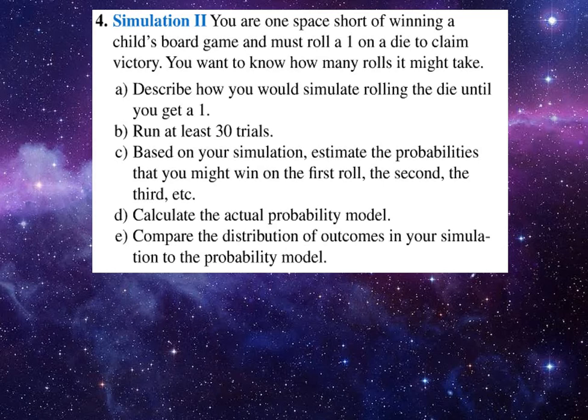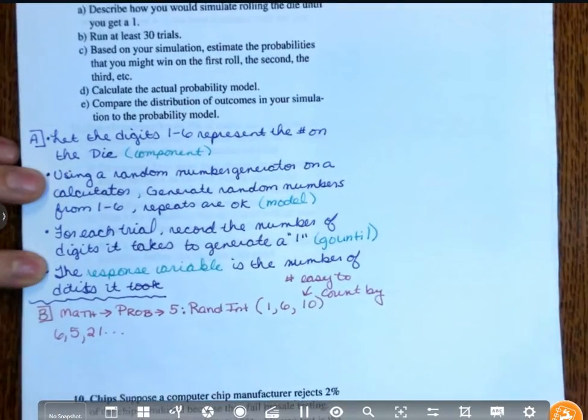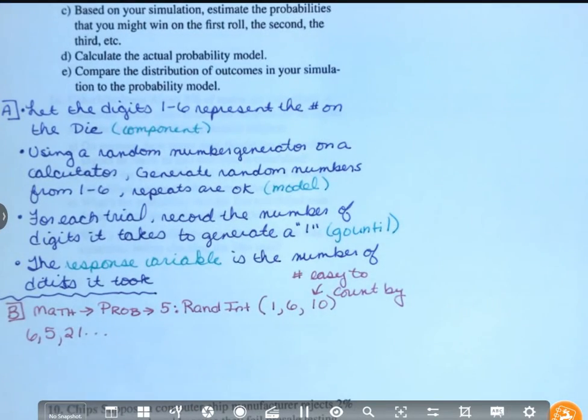Last class, we were working on this problem here about doing our simulation. I believe together we got through all of A. Is that correct? Okay, so where we left off is we were talking about actually going through and doing this.